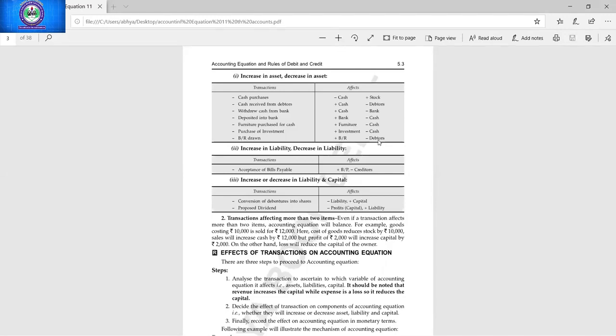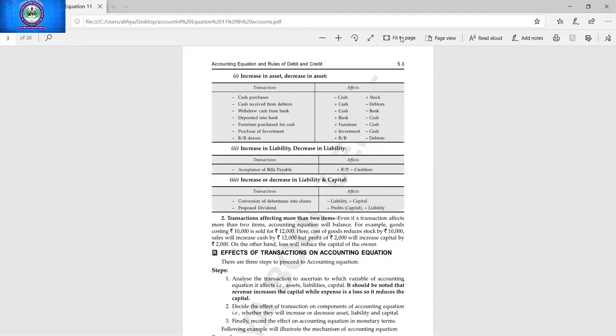Very good, students. Whenever you purchase goods in cash, it will increase the goods. Goods are part of stock. So stock is going to increase as you have purchased goods. But you are making payment in cash, so cash will decrease.